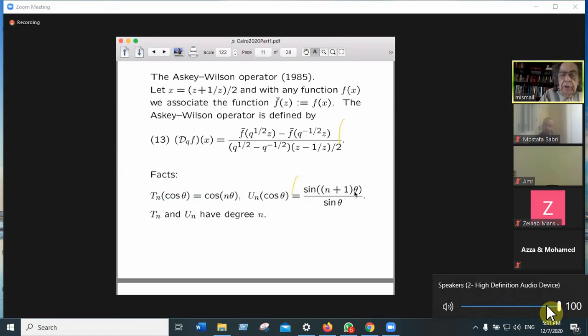Also, sine (n+1)theta over sine theta is a polynomial of degree n in cosine theta, and that's the Chebyshev polynomial of the second kind. So this is the Chebyshev polynomial of the first kind, and this is the Chebyshev polynomial of the second kind. They both have degree n in the variable. This cosine n theta is exactly like if I take this, replace z by e to the i theta, this becomes e to the i n theta, e to the minus i n theta over 2, that becomes this side. So that is like the x to the n, you see.